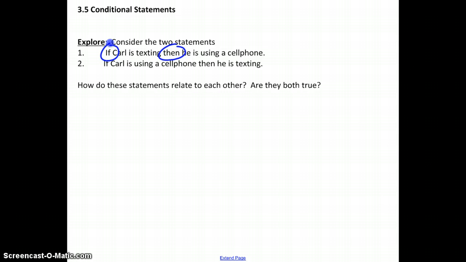Now the next statement here, if he's using a cell phone, then he is texting. Is that conditional? Yes. There's also a special relationship between the two of them. They're kind of opposite, which we call the converse. So these two statements are converse, which means they are switched around.